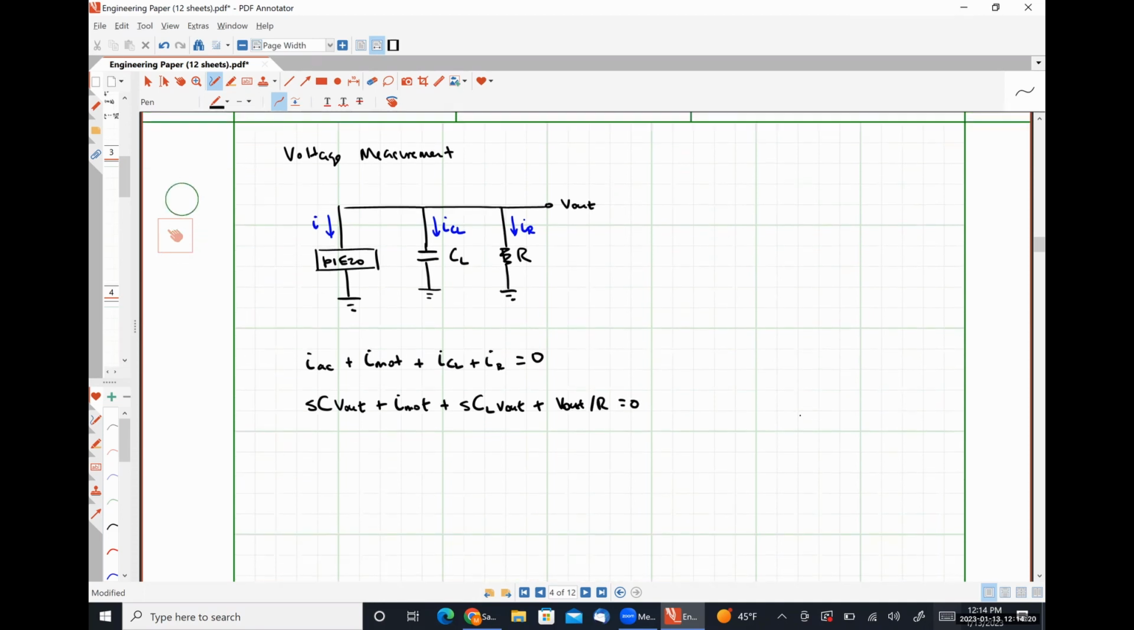is equal to 0. And then rearranging things here, I'm going to get V out is equal to negative the motional current divided by 1 over R plus s(C plus C_L), which is the same as simply negative the motional current multiplied by our resistance in parallel with 1 over s(C plus C_L).